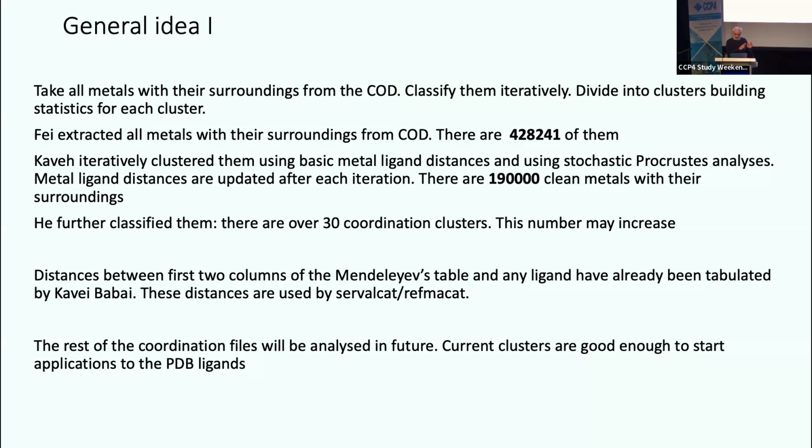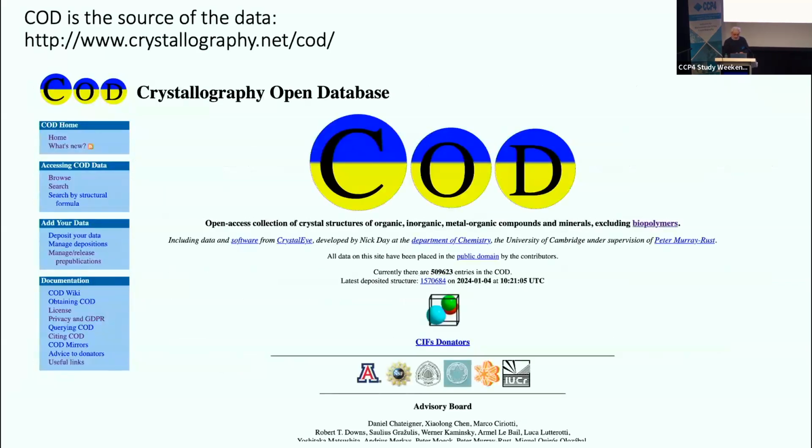If you are using CCP4, especially with Refmac, you are already using some of the results from this work: the first two columns, potassium, sodium, and calcium, and metals like that are now being dealt with much better than before. We are planning to analyze the rest of the coordination clusters, and they will come later. So that is one of the sources we are using, the COD, the Crystallography Open Database.